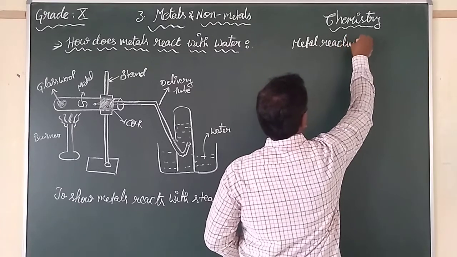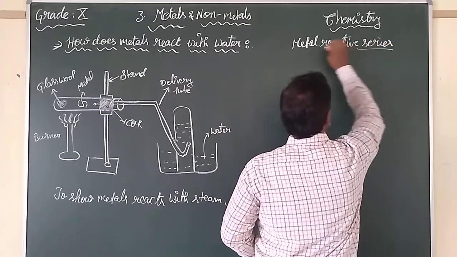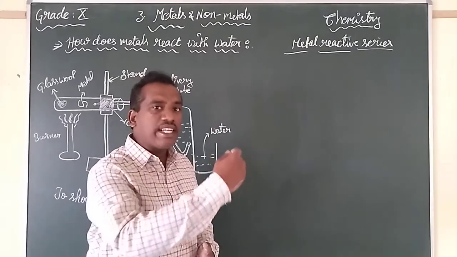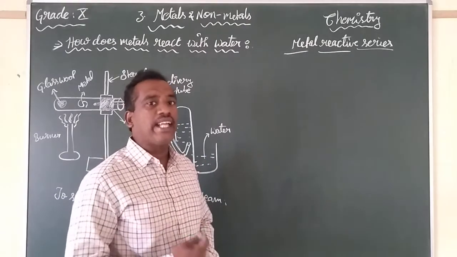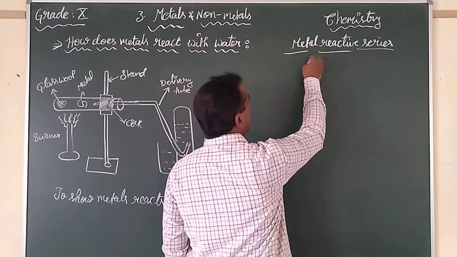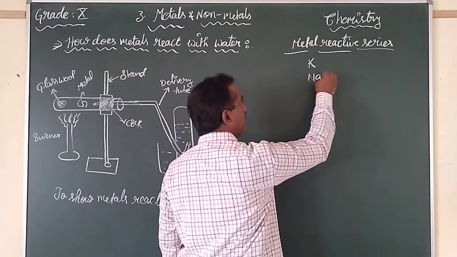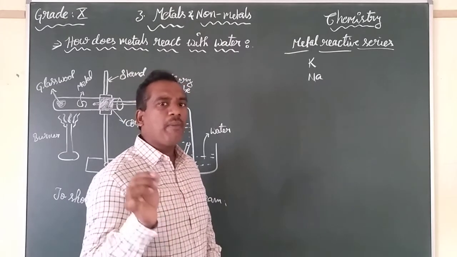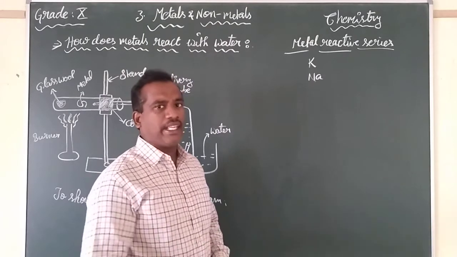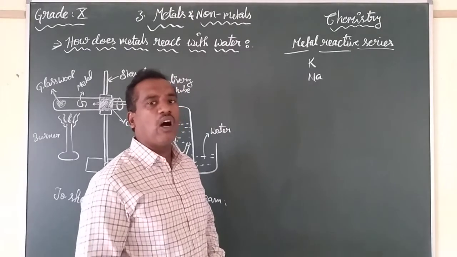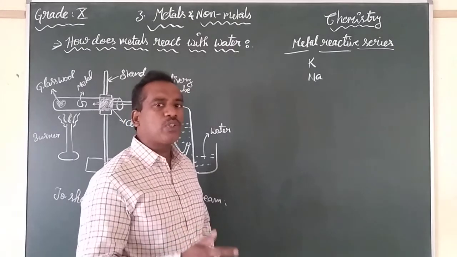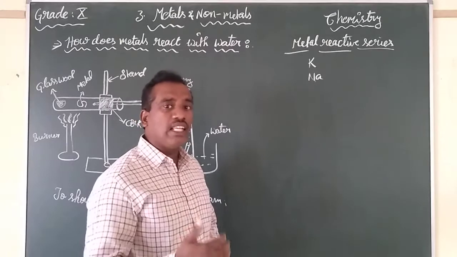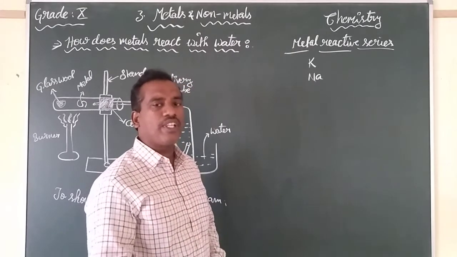Let us recall the concept called the metal reactive series. In this, the metals are arranged in decreasing order according to their reactivity. The metal that is highly reactive is potassium. After that, we have sodium. In our previous class, we discussed that potassium and sodium, when left in normal air, react with atmospheric oxygen. Hence, where must they be stored? Yes, they must be stored under kerosene, where they will not have any contact with atmospheric oxygen.